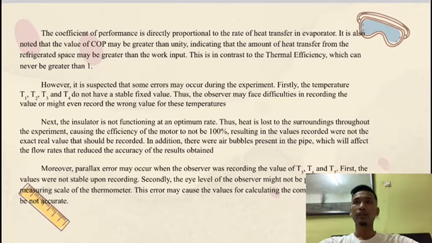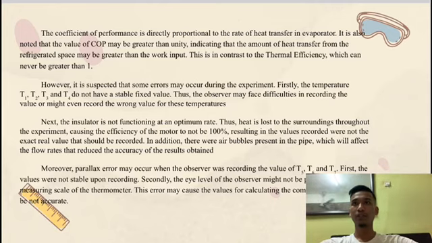The coefficient of performance is directly proportional to the rate of heat transfer in the evaporator. It is also noted that the value of COP may be greater than unity, indicating that the amount of heat transfer from the refrigerated space may be greater than the work input. This is in contrast to the thermal efficiency, which can never be greater than 1. However, it is expected that some errors may occur during the experiment.